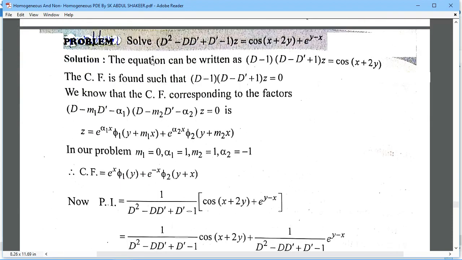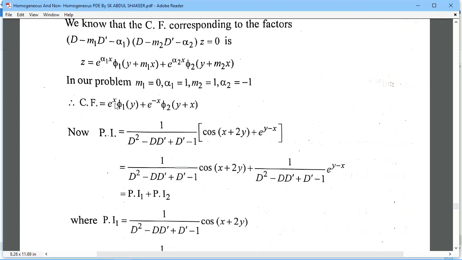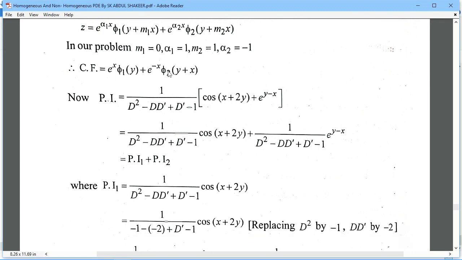Now let's watch another problem, that is: solve (D^2 - DD' + D' - 1) z = cos(x + 2y) + e^(y - x). For this, consider the given equation. Now the complementary function is found such that the expression is already factorized. The factors are like this. Now the complementary function is like this. We just have to substitute the values of m1, alpha 1 and m2, alpha 2. So CF is very easy to find.